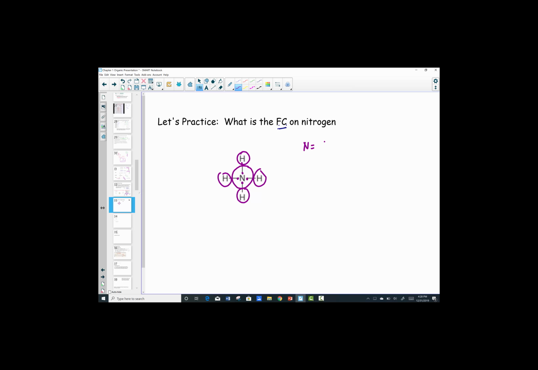Nitrogen lives in group 5A. It has 5 valence electrons. The number of assigned electrons are those that are encompassed inside that circle, which is 4. So nitrogen has a +1 formal charge and would need to be shown in the structure written as a +1 next to the elemental symbol for N.